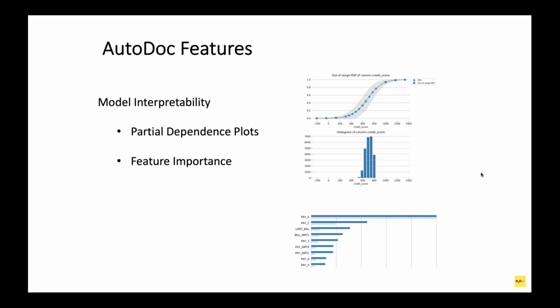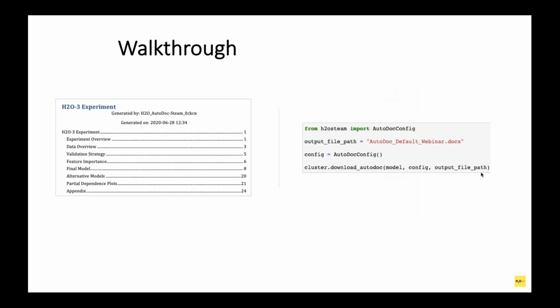For the partial dependence plots, they're quite nice because in addition to just a standard PDP, we also provide a histogram directly below, so you can see which values are most frequent in your data set. And with that, I'll start the walkthrough of the report.